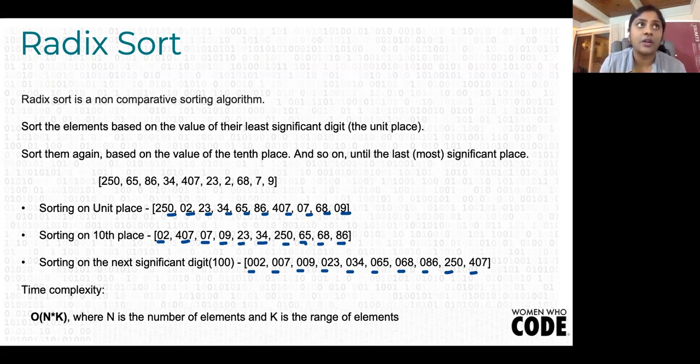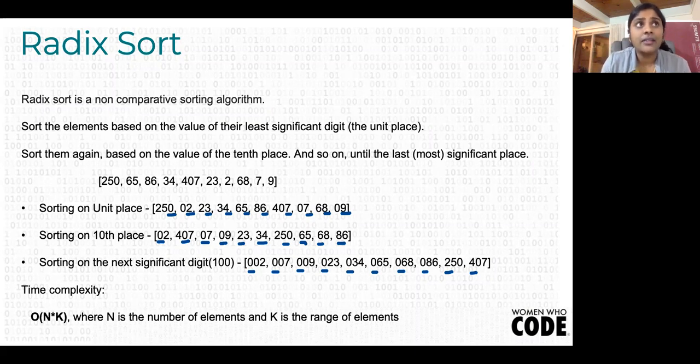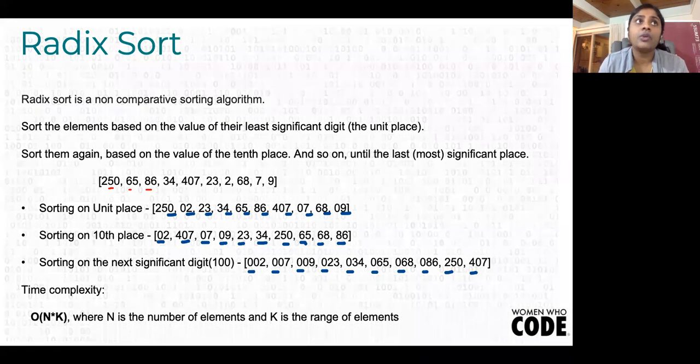Let's say we have this array, these elements. We sort the elements first on their least significant digit, the unit place. We compare the unit place of each element and sort based on that. Once that is done, we move to the 10th place and sort the elements based on the values in the 10th place, and keep repeating that until we complete the sort with the most significant digit.